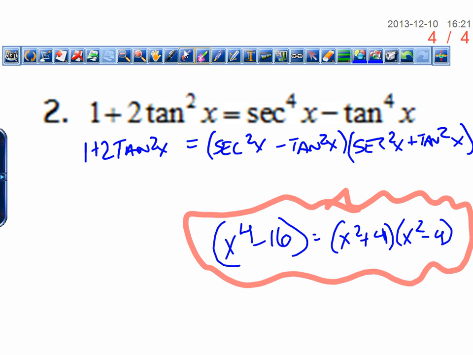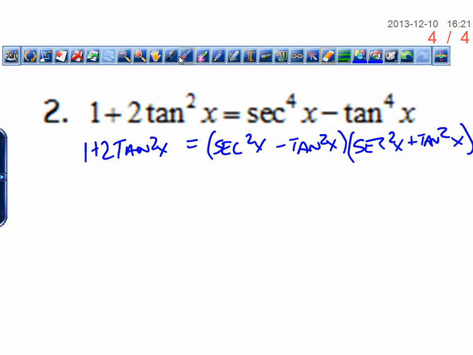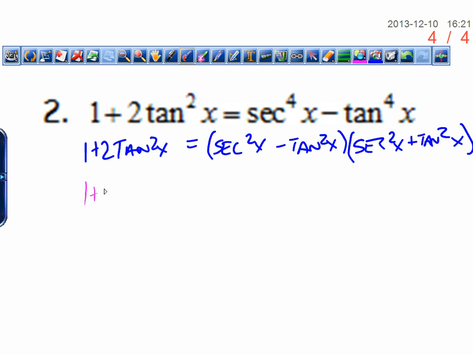Okay, cool. So what I've written down here is I factored that. And then this part is kind of the same idea. x to the 4th minus 16 is x squared plus 4 times x squared minus 4. So using that same logic, we can factor that right there. Okay. So I got 1 plus 2 tangent squared x on the left-hand side. Left-hand side is not changing at all. It's important that we always keep that. And when we get stuck, we need to start over. Don't just start changing stuff all willy-nilly.